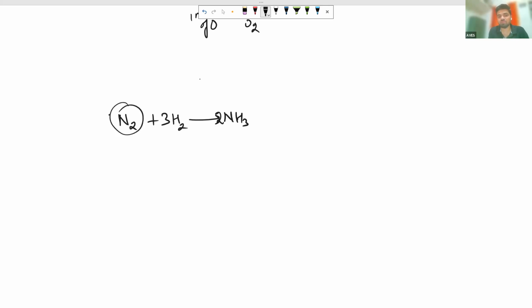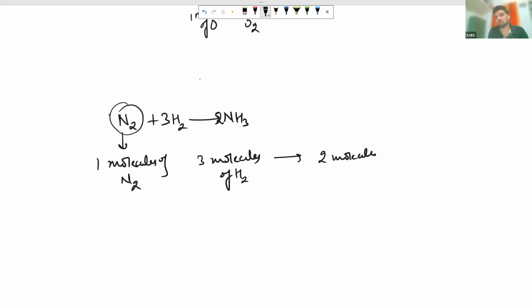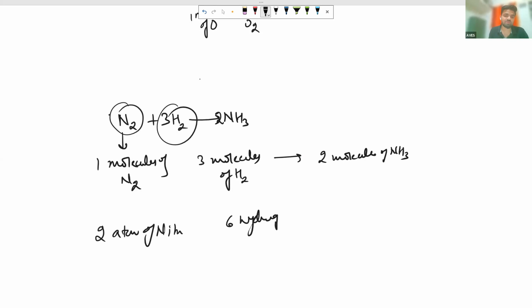So I'm saying that 1 molecule of N2 combines with 3 molecules of H2 to give 2 molecules of NH3. Okay, got it? The same can be written as 2 atoms of nitrogen combine with 6 hydrogen atoms to give 2 molecules. Here we cannot write atoms for the product because it is heteroatomic, so atoms cannot be written. So 1 molecule.